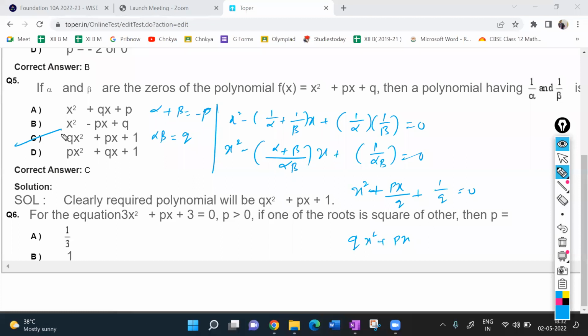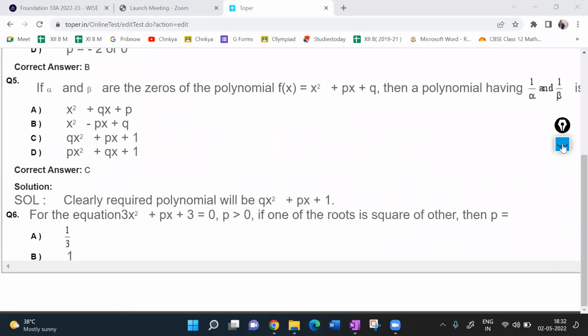So only one option. Qx square is having only one option. Option C is correct. Any doubts? Qx square is available in only one option, which is C option. Hope it is clear. Let me go with the next question.